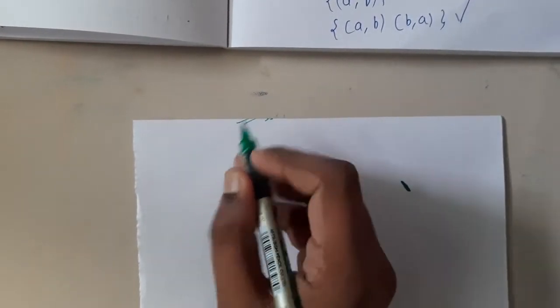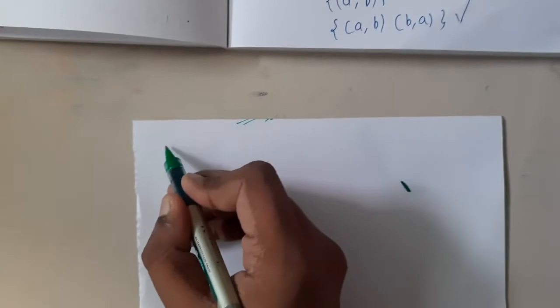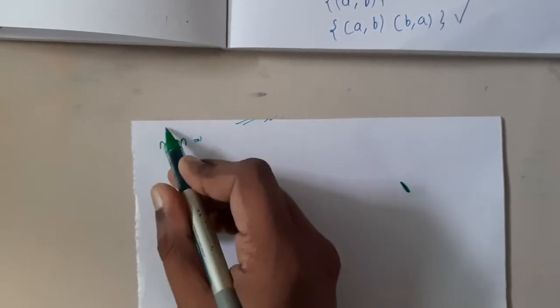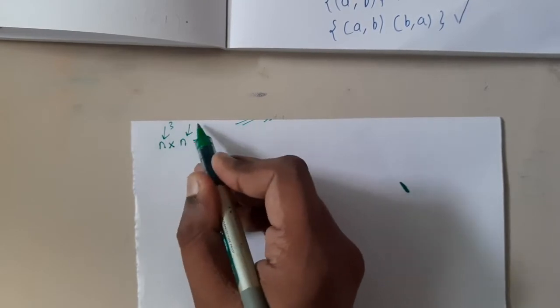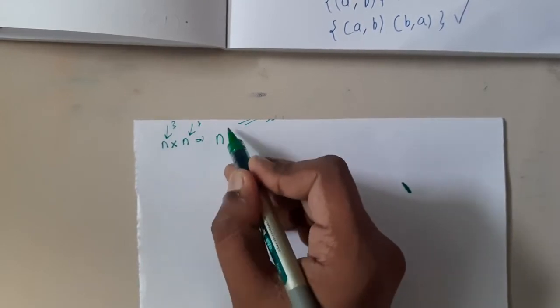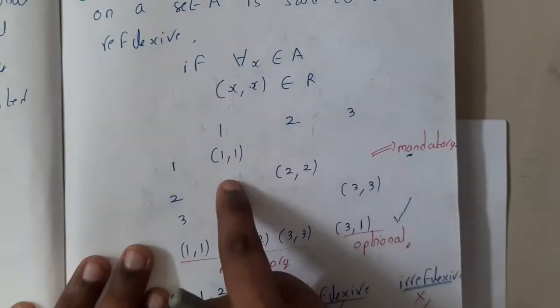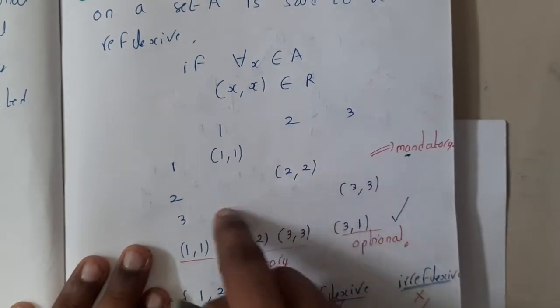Okay, so basically how many relations are there, guys? In total we are having n cross n, right? These are the number of elements. If it is a 3 cross 3, the result is 9, right? So indirectly n square number of relations are there. In total, how many Cartesian product elements are there, to be clear.